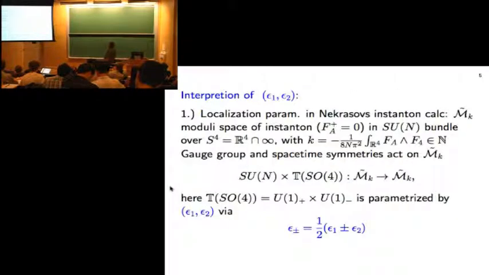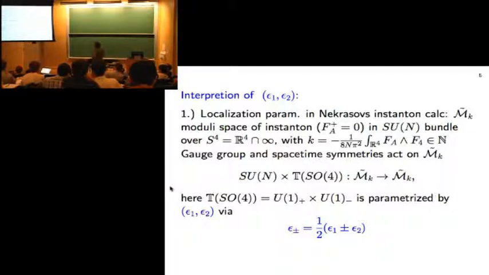The first occasion that these parameters came up was actually in the localization calculation of Nekrasov's instanton calculation. What he considered was a Gieseker compactification of the moduli space of self-dual instantons over S4 with instanton number k. In this case, the gauge group and the space-time symmetry act on this moduli space, which is crucial for doing the localization in order to calculate this instanton number. In particular, the torus of SO(4) of the Euclidean space-time acts on the moduli space, and it is actually this torus which is parameterized in terms of epsilon 1, epsilon 2.